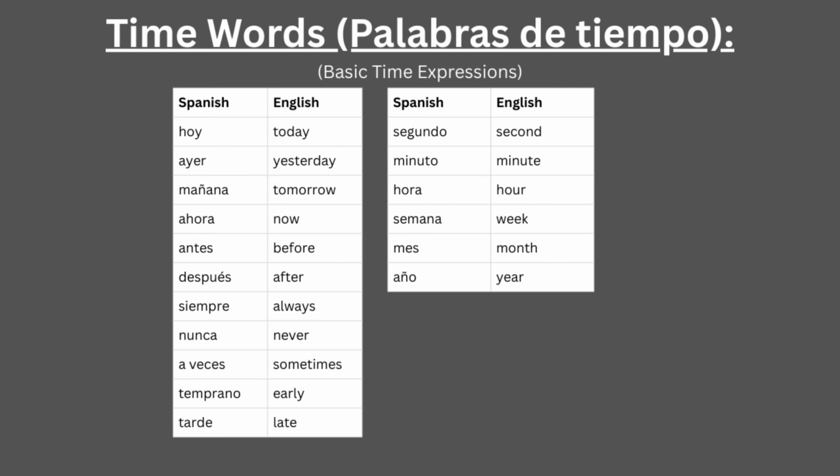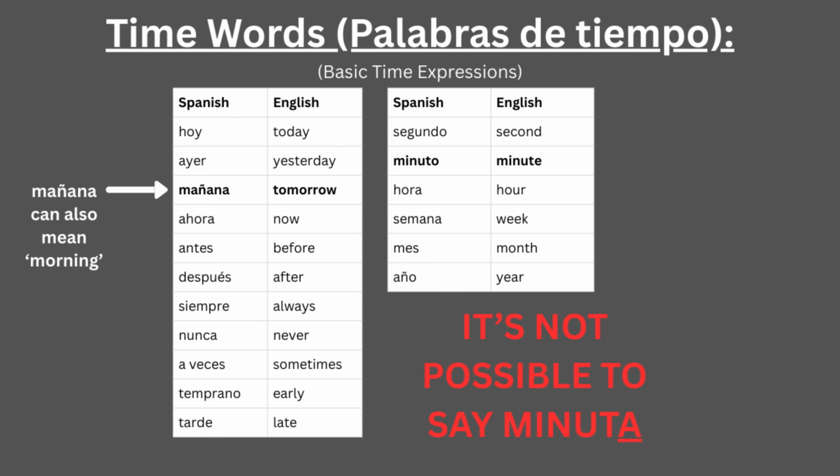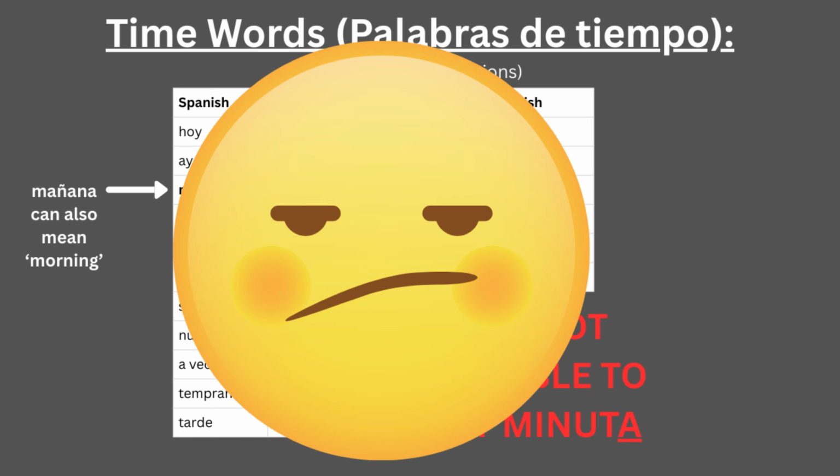Then, Spanish has common time words like hoy, ayer, mañana, ahora, antes, después, siempre, nunca, a veces, temprano, tarde, segundo, minuto, hora, semana, mes, año. As a note, the word mañana can also mean morning, and it's not possible to say minuta. I know.